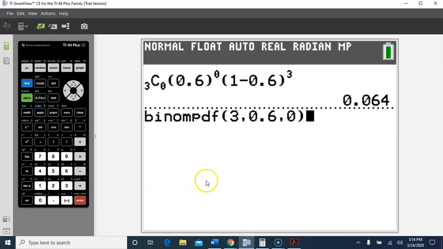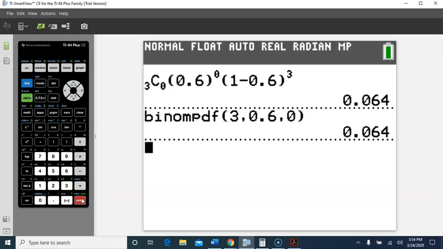Now, some of the older calculators don't bring up that menu I was just on, and they just display this on the screen, and you're expected to know that the format is the number of trials n, and then the probability of success p, and then the value of x that you want to find the probability of. But anyways, that should give me the exact same 0.064 number.